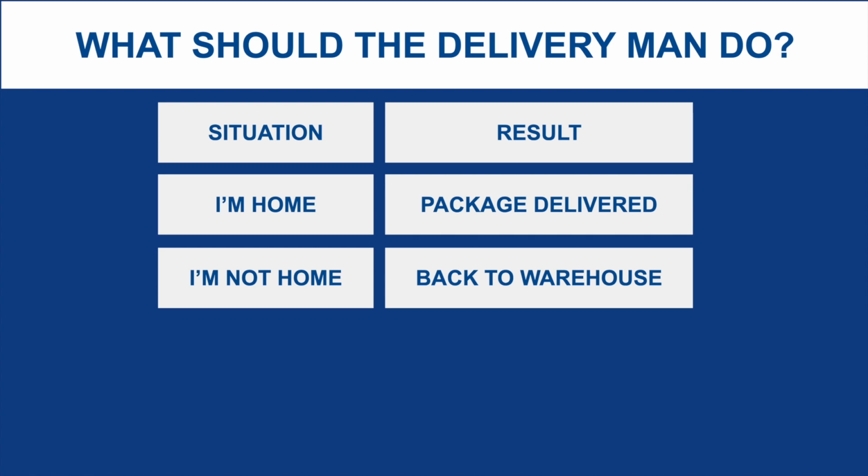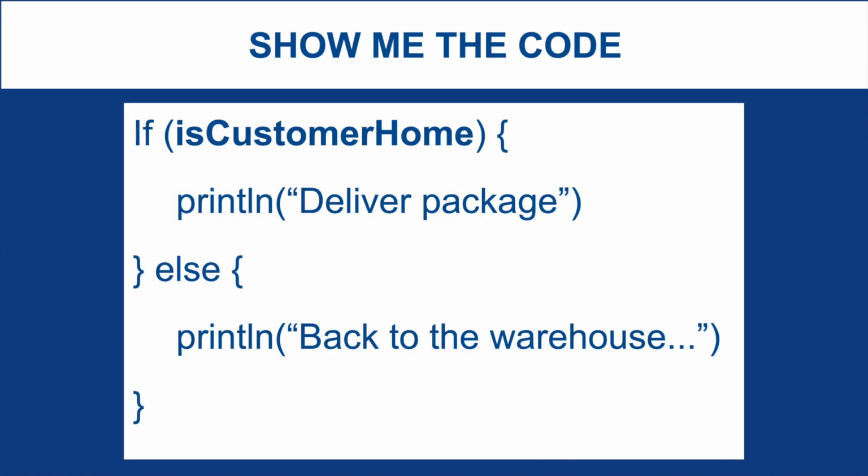But now let's analyze what this would look like code-wise. So again, show me the code. This is what control flow and if-else statements look like in Kotlin. As you can see right here, there is a variable called isCustomerHome, and that variable actually holds a Boolean. When that variable is true, so isCustomerHome equals true, then we print out deliver package. When it is false, then we print out back to the warehouse. So it all depends on what the value of this variable is.